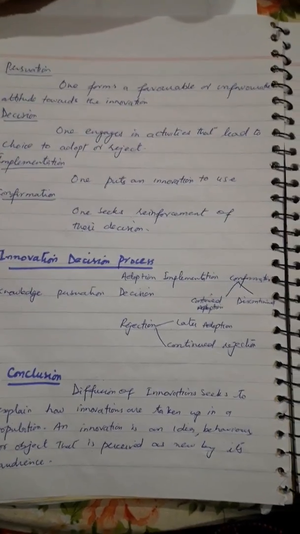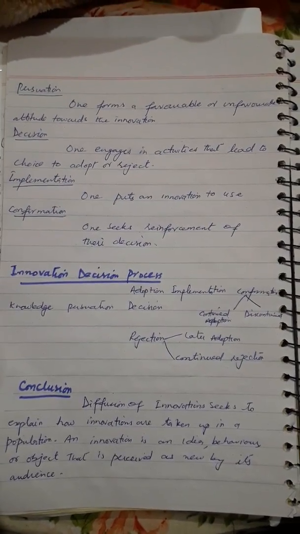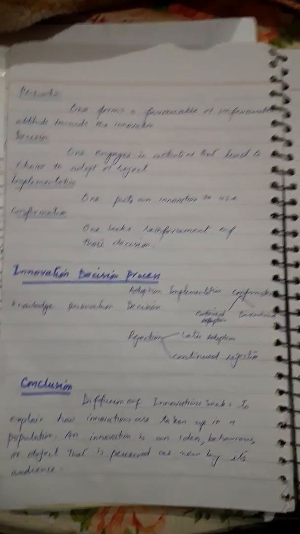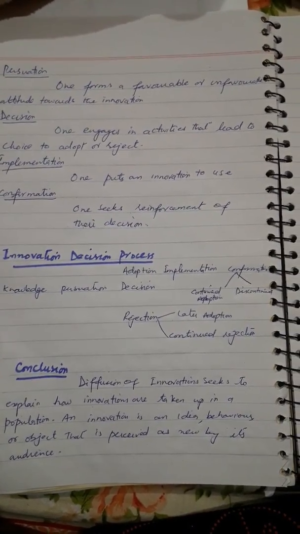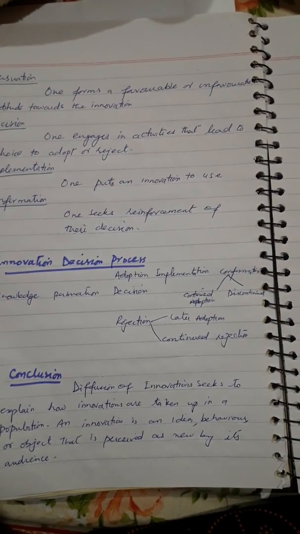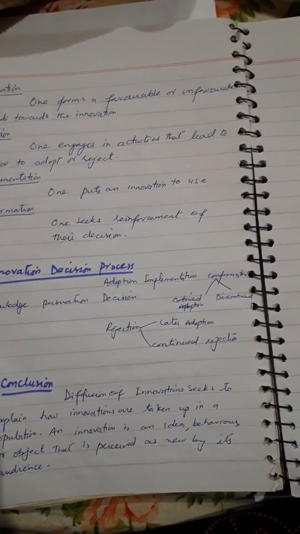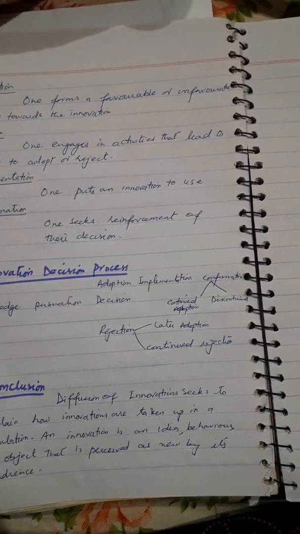Conclusion. Diffusion of innovation seeks to explain how innovations are taken up in a population. An innovation is an idea, behavior, or object that is perceived as new by its audience.